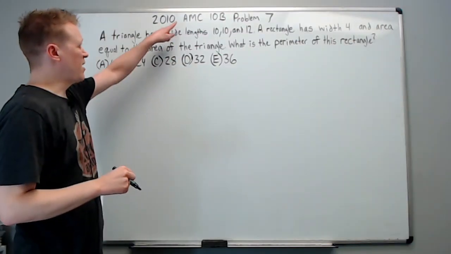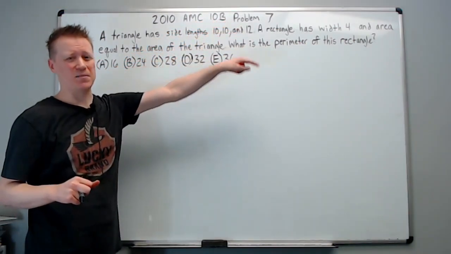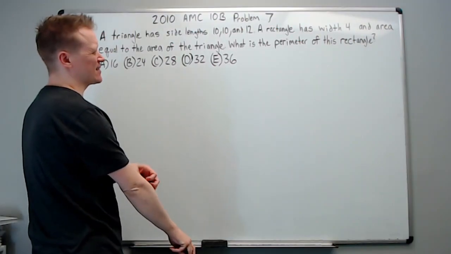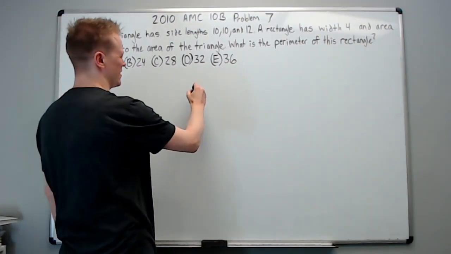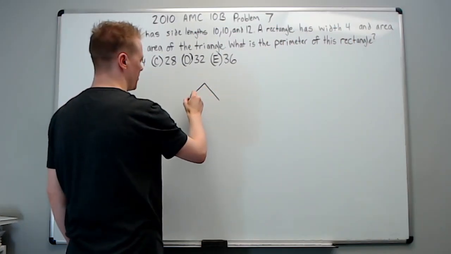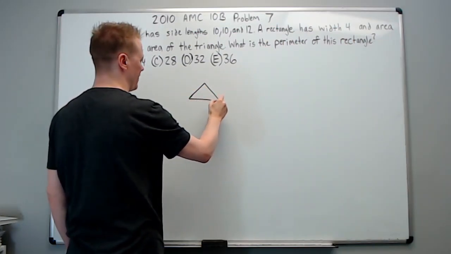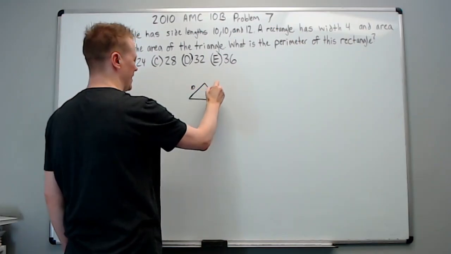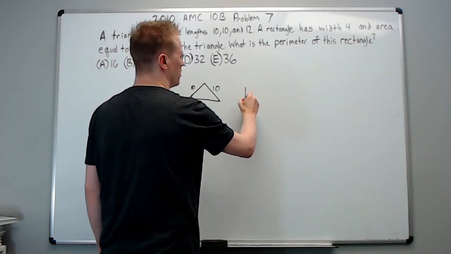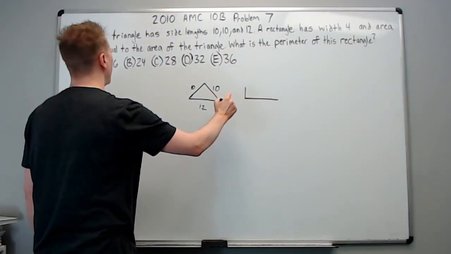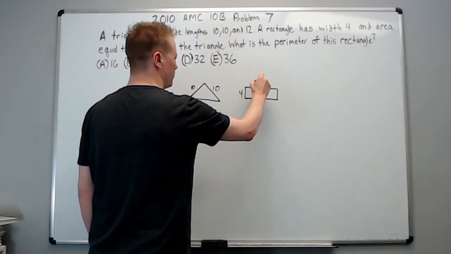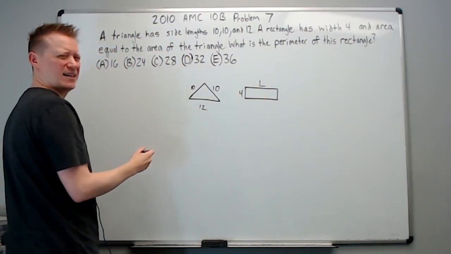All right, so continuing on with the 2010 AMC 10B, problem number 7. A triangle has side lengths 10, 10, and 12. Let's just get started and make that real quick. It's going to be isosceles with the base being longer than the sides. So 10, 10, and 12. A rectangle has width 4, so just make a random rectangle, and area equal to the area of the triangle. So 4 and L. Well, let's find the area of the triangle.